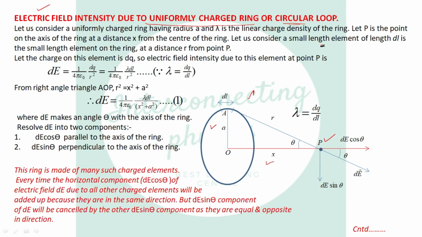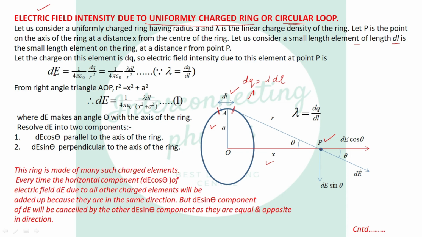Now let us consider a small element of length dl. The procedure is the same. We have to take a length element. If it is a linear charge distribution, then we have to take the length element. So let us say we have a length element of length dl, then the charge present over here will be dq equal to lambda into dl.